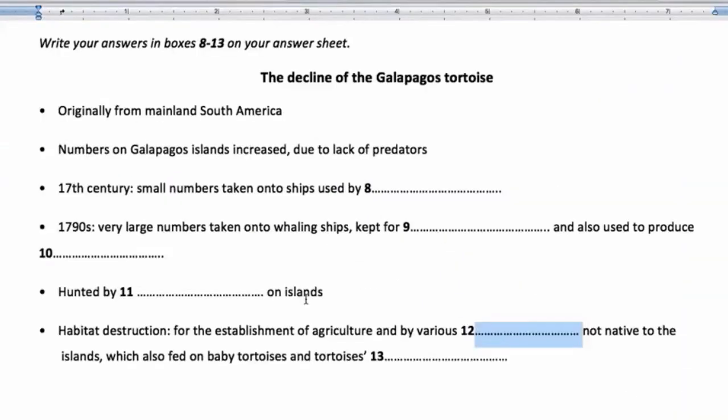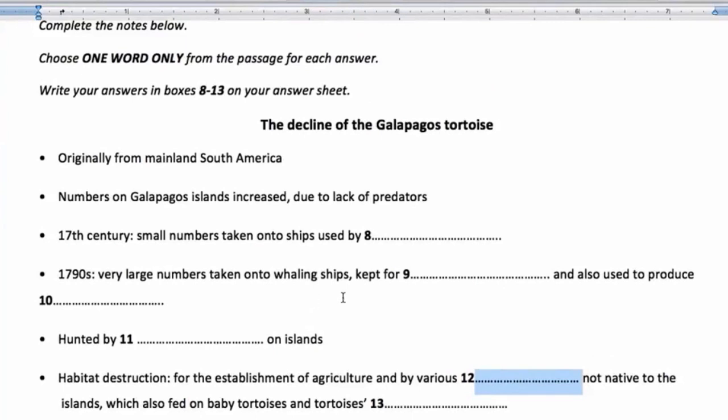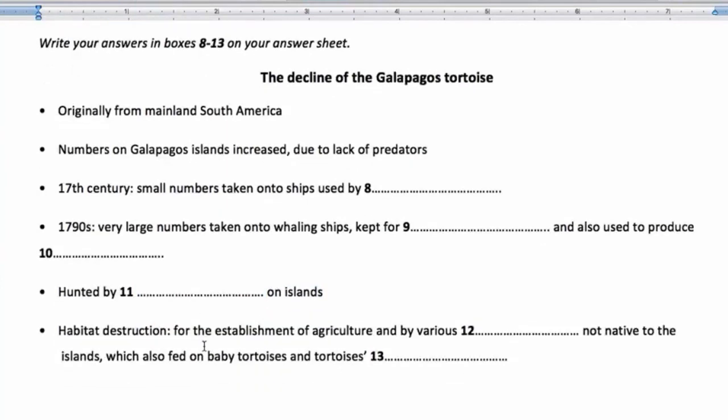Again, if we go back to the tortoise one, the ships were used by. So the ships, plural, were used by. Was it used by one person? It's doubtful. It's possible, grammatically it's possible, but common sense says that this is going to be a plural countable. Probably this one as well. The tortoises were hunted by. Was it hunted by one thing or many things? Probably many things. On islands.